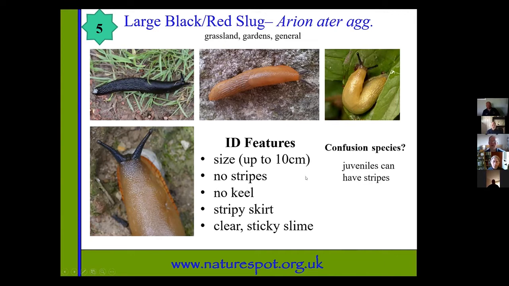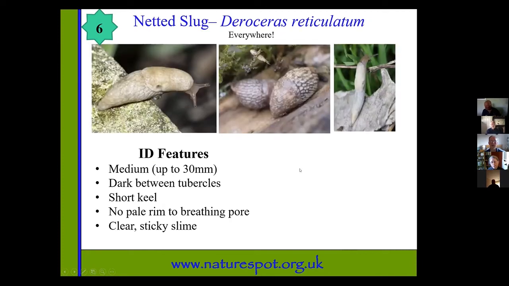So the only real confusion is with juveniles, because having said it doesn't have stripes, juveniles might do. Again, it's another species that's quite variable as it grows, but the adults are fairly consistent in their appearance. So number six, I'd say, is the commonest slug. Makes you wonder why it's probably not recorded more than the others, possibly because it's a bit smaller and maybe because it could be confused with one or two others.